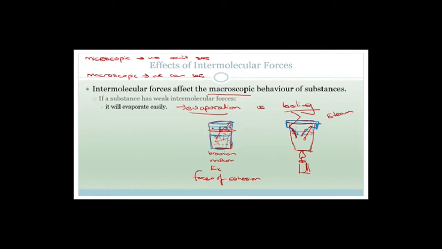Now, having said that, if a substance has weak intermolecular forces, then obviously it's going to be easier to overcome the forces of cohesion, which are the forces that keep these particles together on their surface, and it'll be able to break free to form part of the gas. So that is why it will evaporate easily. It has low surface tension on the same principle, which means there are small forces of attraction between the particles, which have weak intermolecular forces, versus particles that have strong intermolecular forces.